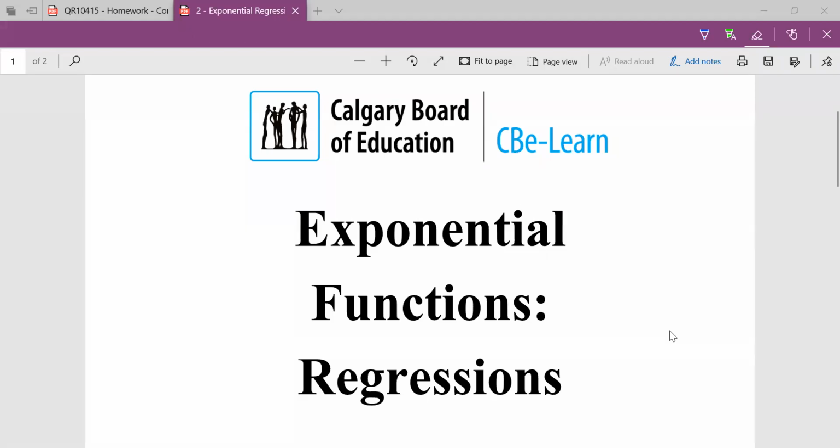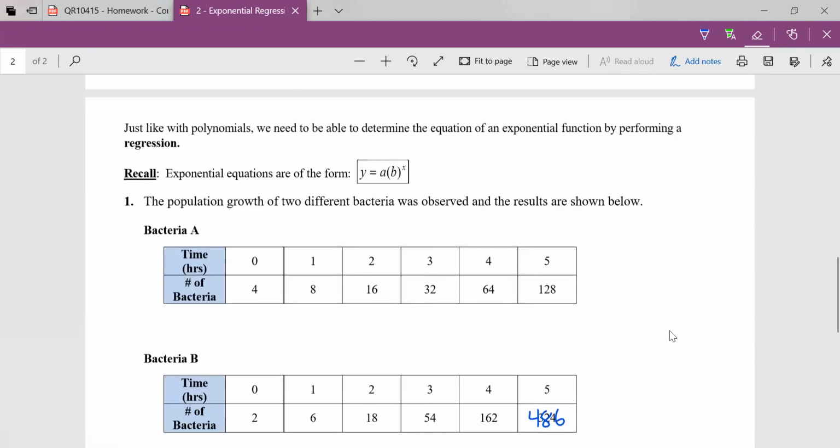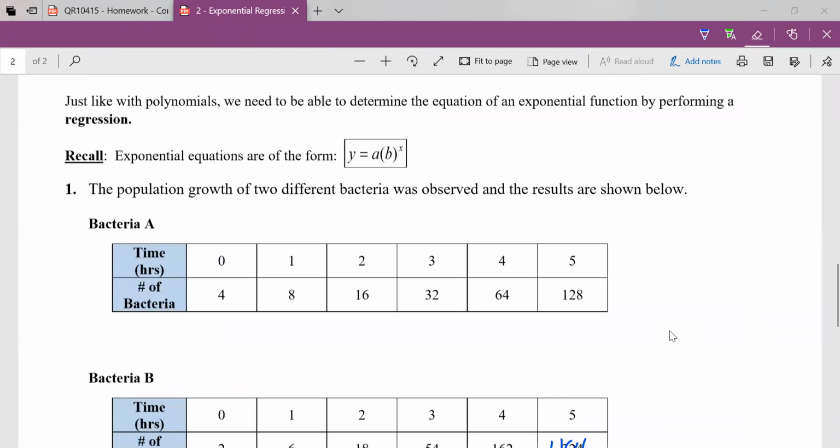Hey 30-2s, here's a lesson for exponential regressions. Now, we've done regressions in polynomials, so you should be good at this. It's an important skill for 30-2. So all we're going to do this time is a regression on an exponential.